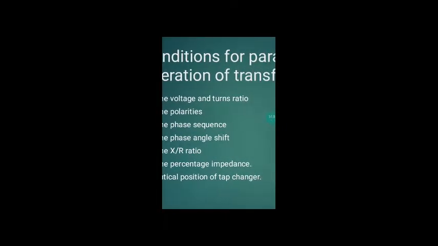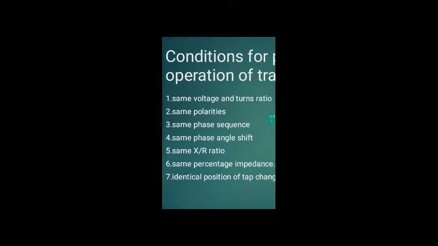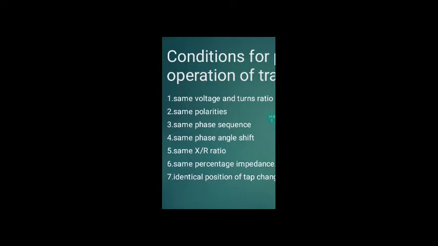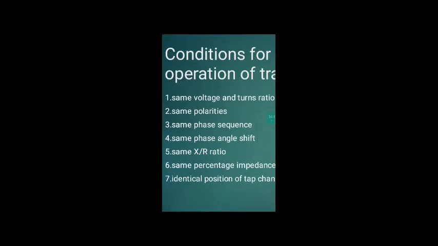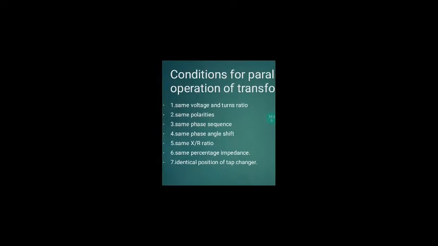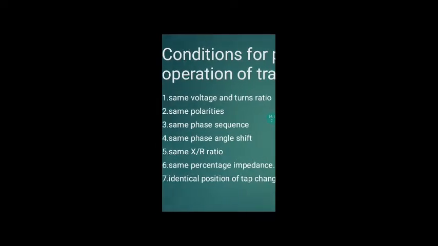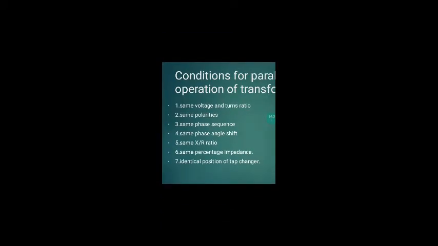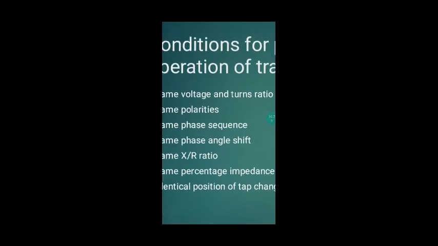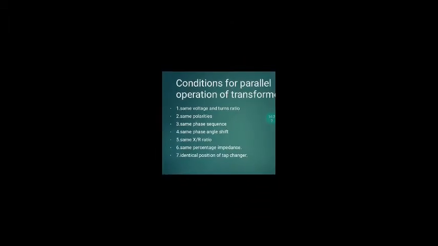So first condition is same voltage and turns ratio. Both the transformers must have same voltage ratio and same turns ratio. Next, transformers must have same polarities. Next, transformers must have same phase sequence. Then point number 4 is transformers must have same phase angle shift. Then point number 5 is the transformers must have same X by R ratio, that is the reactance to resistance ratio of both the transformers.